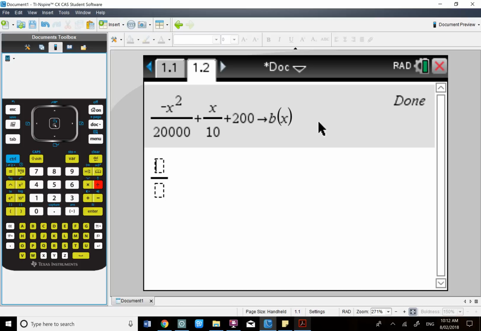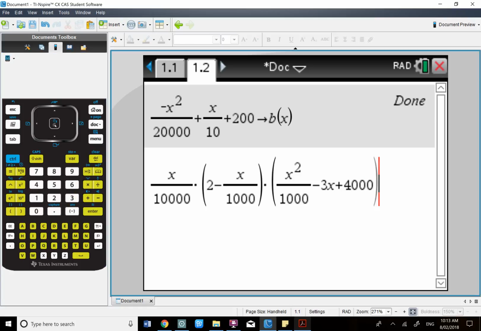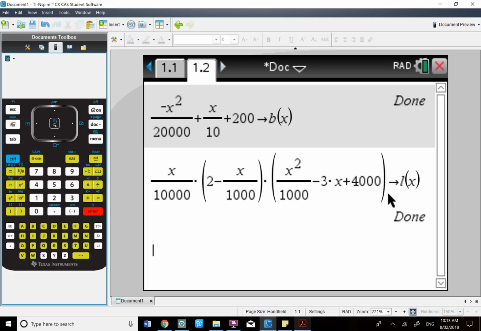So L(x), so x over 10000, put times. Make sure you put times, because sometimes it will go wrong if you don't. x over 1000 times x squared over 1000 minus 3x plus 4000. Control VAR, this is L(x). Hopefully I haven't typed things wrong. Okay, that's the L(x), so we have finished that.